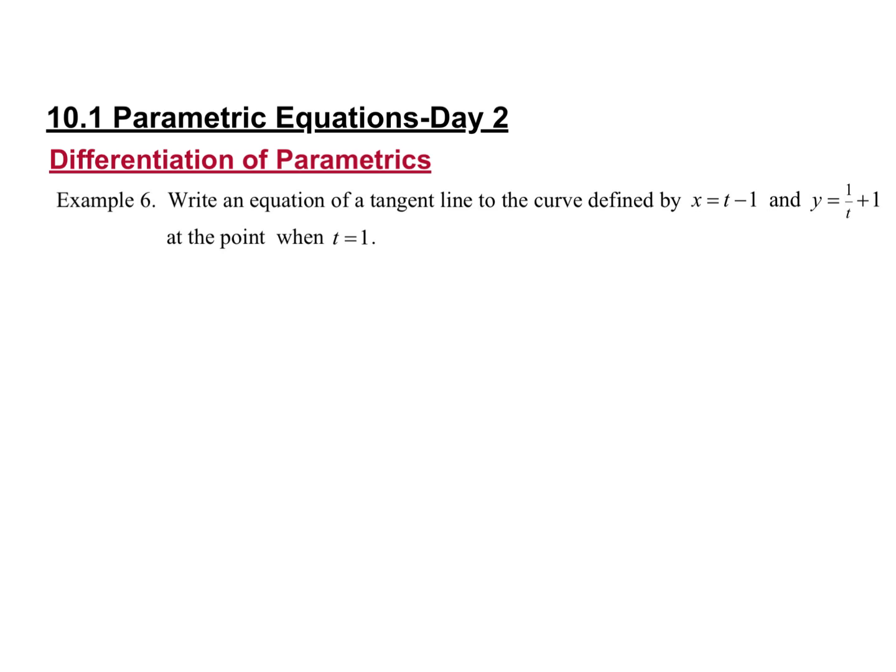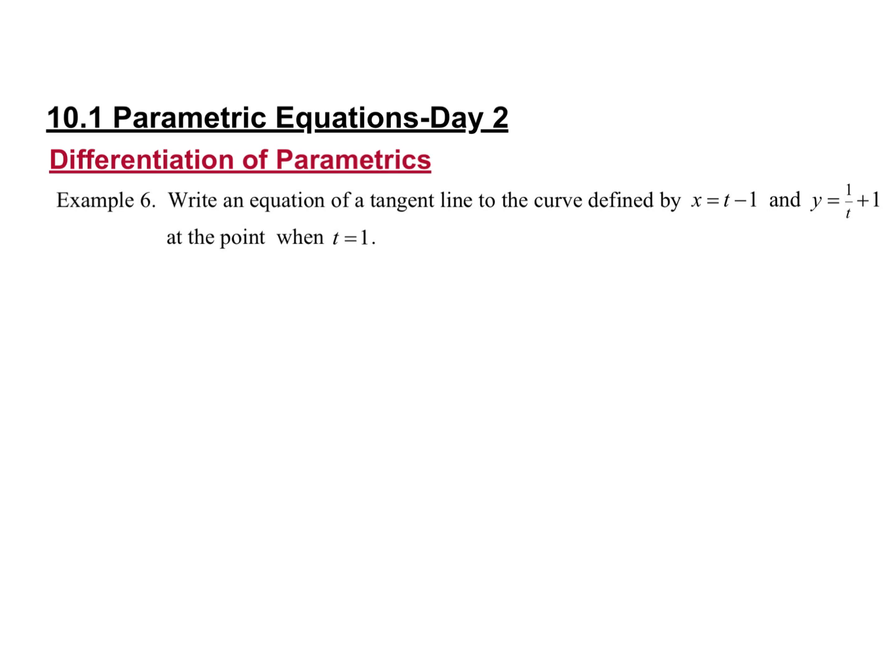But again, horizontal tangent, slope is 0, which makes the numerator equal to 0. So that's dy over dt. For a vertical tangent, that means it's undefined, which means the denominator is 0, so dx over dt equals 0. And then we'll have problems like this as well.